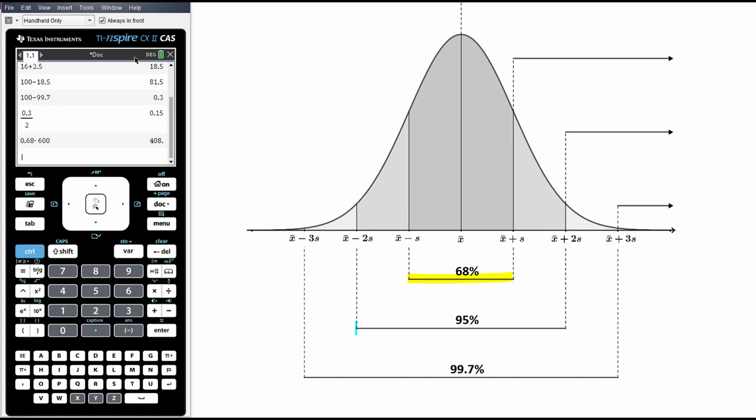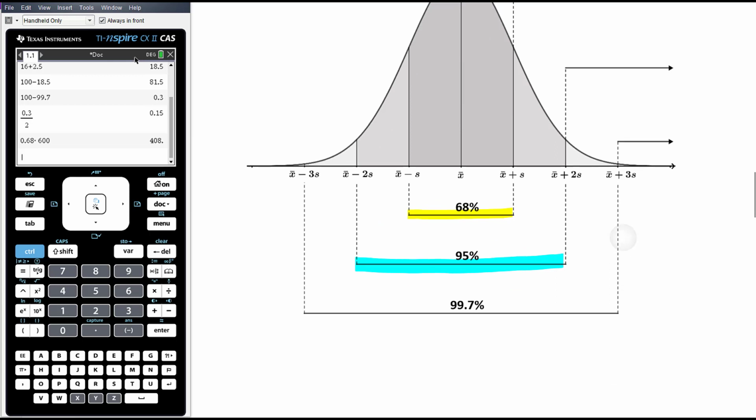Between here and here, we get 95% of the distribution. So that is between the mean minus 2 times the standard deviation and the mean plus 2 times the standard deviation. And then finally, from the mean minus 3 standard deviations to the mean plus 3 standard deviations, we have 99.7%.